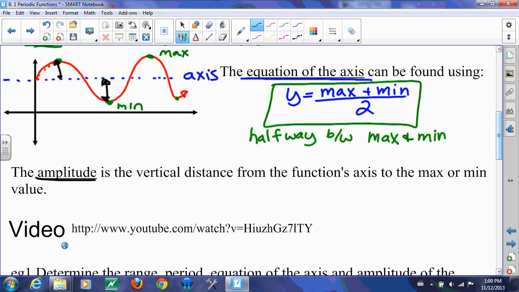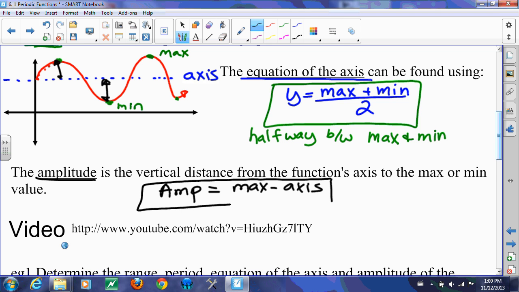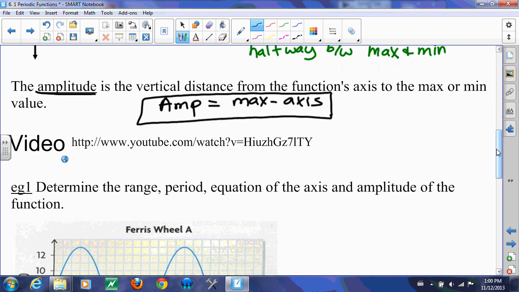and the way to find the amplitude, there's two ways, but the way I like to write down is you take your maximum value and subtract your axis. You could also take your axis and subtract your minimum, but usually you're subtracting a negative value, so it's usually easier to do that one. Okay, there's a video here, ladies and gentlemen. That's going to be part of the second part.